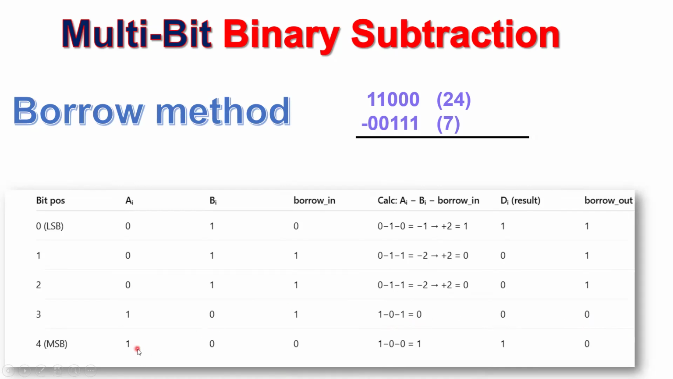Final bit, that is MSB. The two bits are A4, 1, B4, 1, 1 minus 0. And borrow in here is 0, because the borrow out from the previous was 0. So it is 1 minus 0 minus 0 equal to 1. The difference is 1. Borrow out is 0. To read this, your final result will be, the difference here will be 1, 0, 0, 0, 1. Starting from MSB to LSB that you can write here, which is nothing but decimal 17.